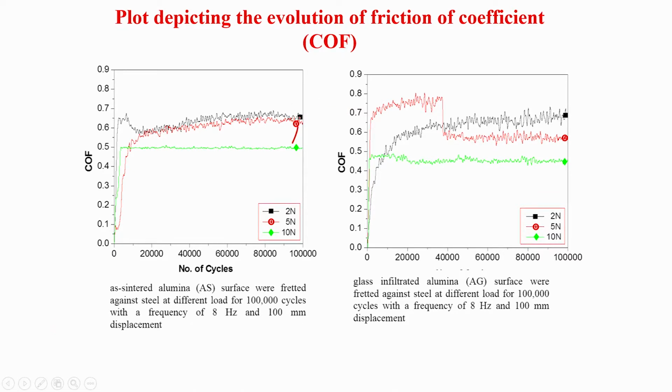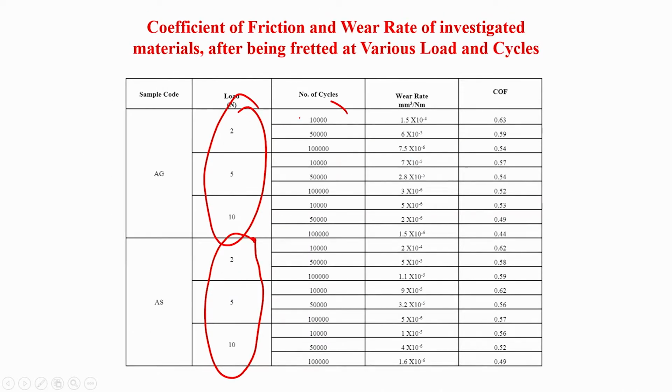So we can see that the number of cycles is varied from 10,000 to 100,000 for alumina glass and sintered alumina, and you can see how the wear changes. It goes from 10^-4 to 10^-6. That means wear reduced as you increase the number of cycles.